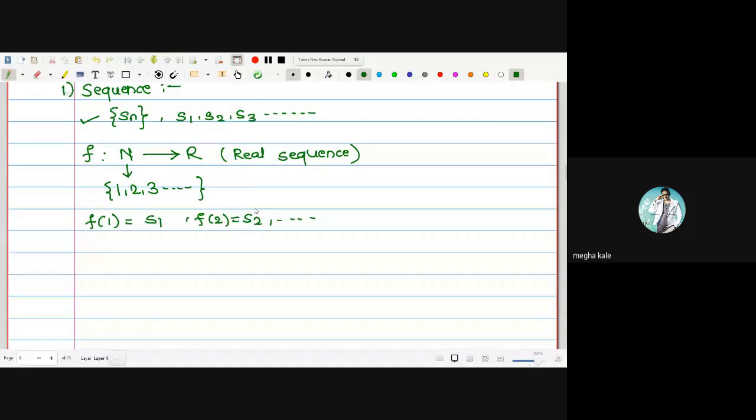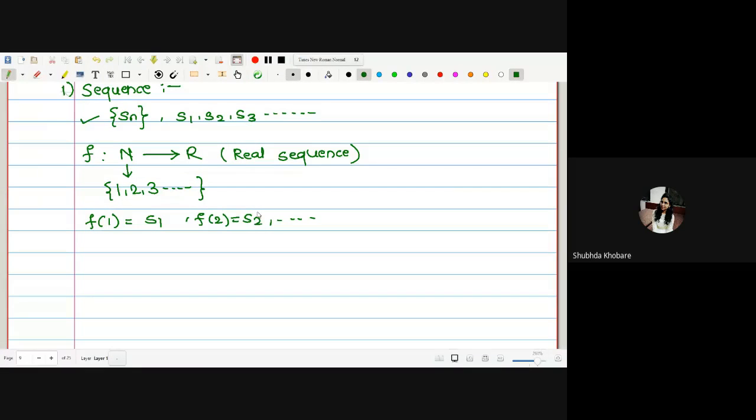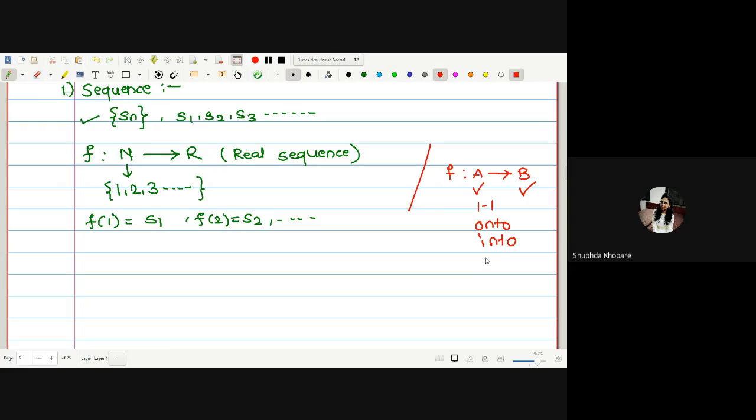Binary relation between two sets. Yes, relation. If any two sets like A and B, then every element in A has a unique image in B, then we say that it is a function. Good. Suppose it is a relation I am going to define from A to B, then every element in A should have a unique image in B. Correct? Then there are some properties of the functions. What are the properties of the function? One-one, onto. Correct?